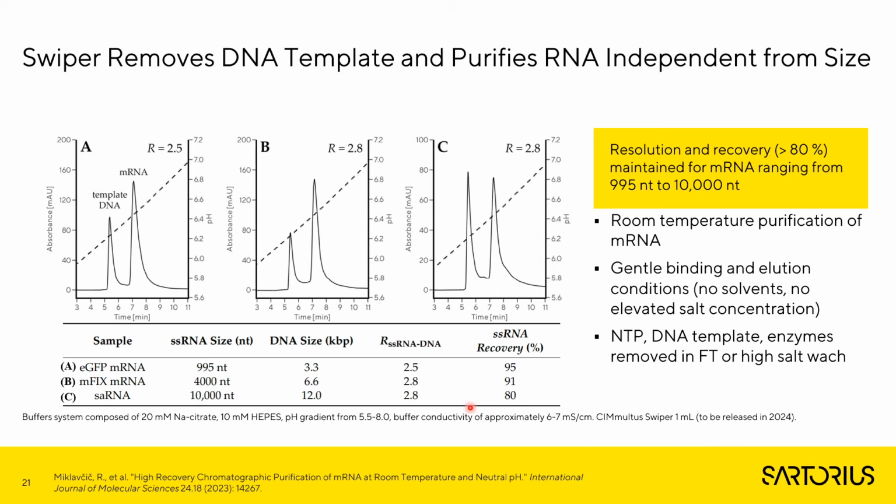And we have seen that even for self-amplifying RNA, the recoveries would be above 80%, with recoveries reaching 100% for smaller RNA constructs. And the NTPs, the DNA template, and the enzymes are typically removed in the flow-through or in the high salt wash step in this purification process.